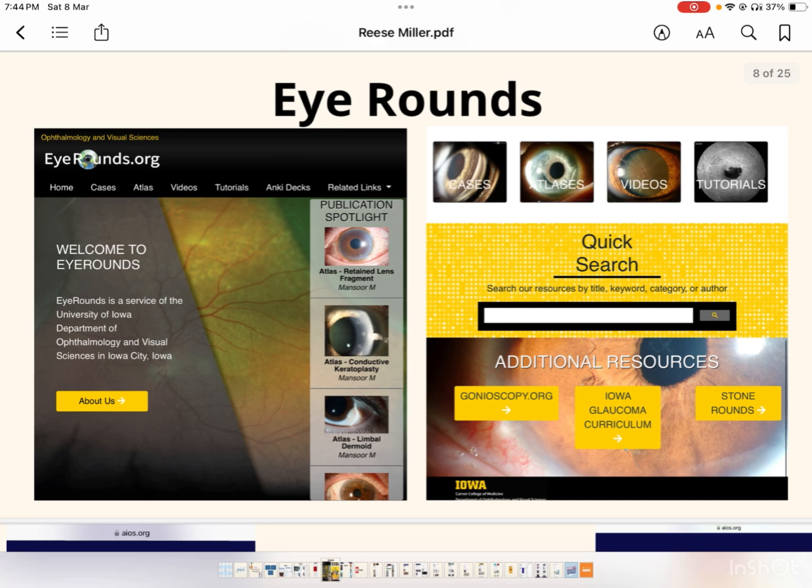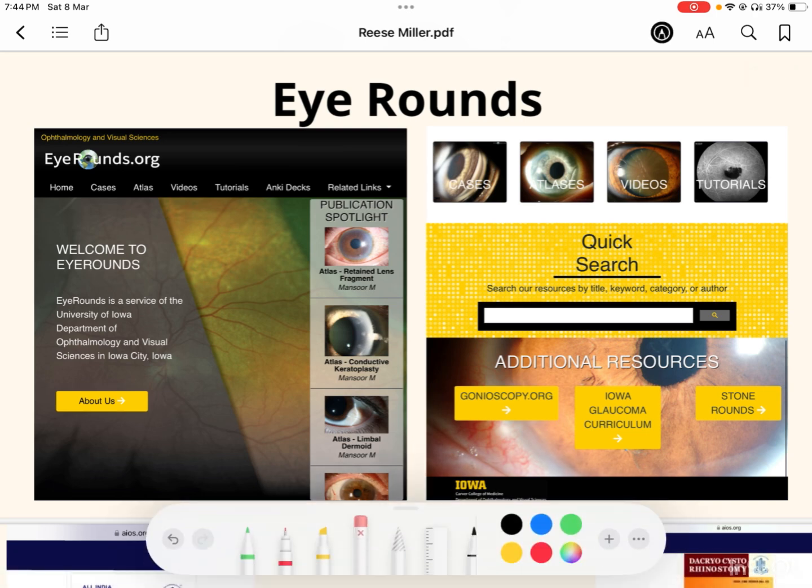Eye rounds is also a very important source, mainly for the atlases. And one very important thing that I did in the beginning of my residency is follow this curriculum, which is the glaucoma curriculum, the Iowa glaucoma curriculum. So I would advise you to go to the eye rounds page and finish off this glaucoma curriculum, maybe somewhere in the middle of your first year or maybe the later part of first year.